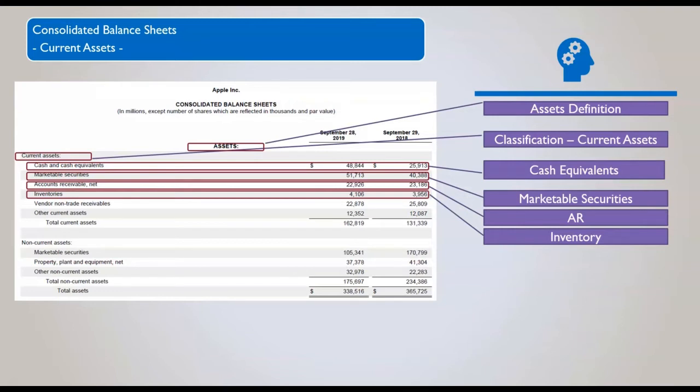The next line item we see is inventory. This is the actual inventory, for example, iPhones, iPads, Macs, that Apple has on hand. One note to mention is that Apple's inventory balance is relatively small when you compare it to its total asset balance. For example, inventory has a balance of $4.1 billion as compared to the total asset balance of $338.5 billion.